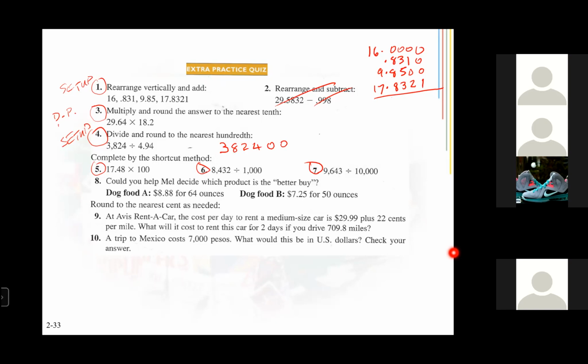What are you going to do with that 3824? Because you moved the decimal point 2 places to the right for the 4.94, how are you going to adjust the 3824? It's the same. If you move the decimal point 2 places to the right for the 4.94, you have to move it 2 places to the right for the other one also. So both of them have to move to the right 2 places. So when you move that 3824 2 places to the right, what will you get?